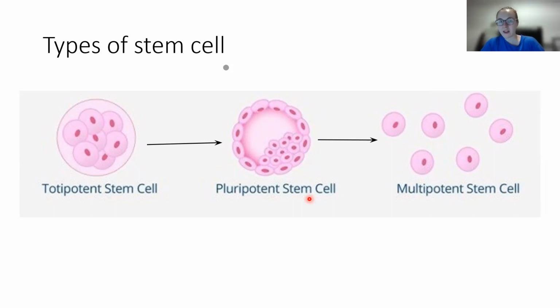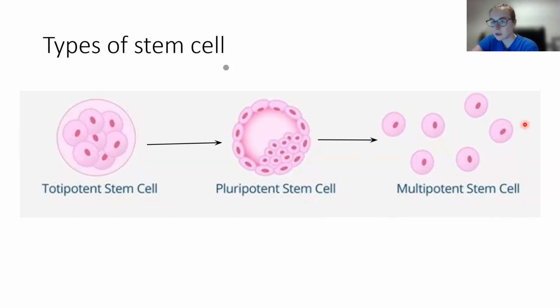Then we move down the arrow again and we move into multipotent cells. These can still differentiate into many types of cells, but it's only a very specific group of cells. The big example that we always use is that we find multipotent stem cells in someone's bone marrow, so inside the bones, and it can differentiate into any type of blood cell. We'll learn about that specifically.